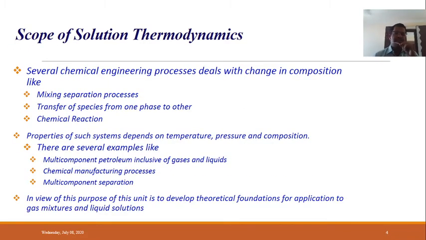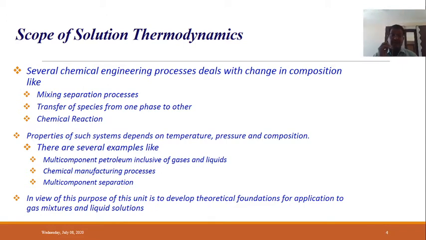And as discussed in the previous slide, chemical engineering processes are always dealing with change in compositions, like mixing or separation processes, then transfer of species from one phase to another. Already I'm repeating this. Chemical reactions are also taking place. Here we are dealing with change in composition. Then properties of such systems depend on temperature, pressure, and composition.